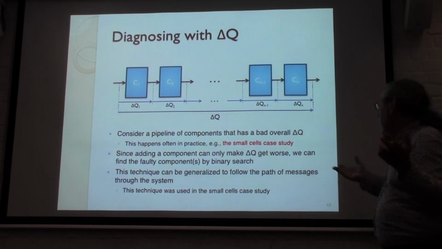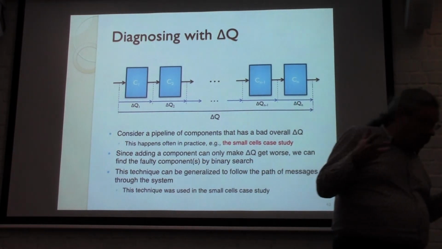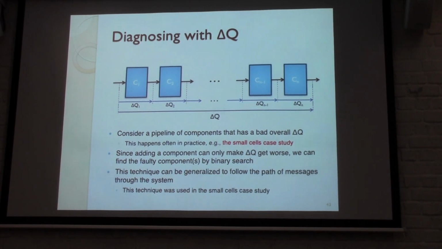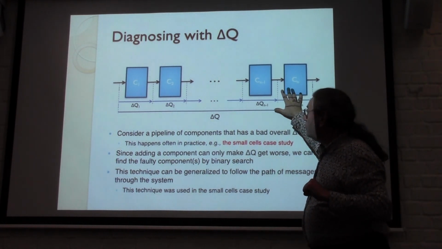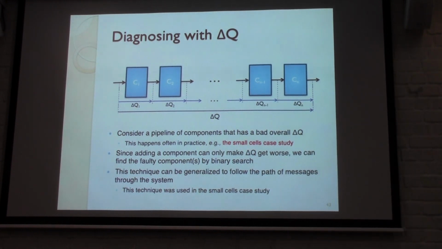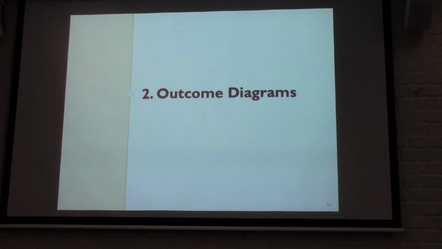I didn't mention during the small cell case study, but the mathematical model was done with lots of computation, huh? Combining the delta Qs and doing deconvolution to figure out where the problem is, huh? So that's the kind of debugging you could do also, which is much smarter than just adding and subtracting numbers, okay? Okay, so that's all about delta Qs, but that's still kind of simplistic because we're only combining two components.